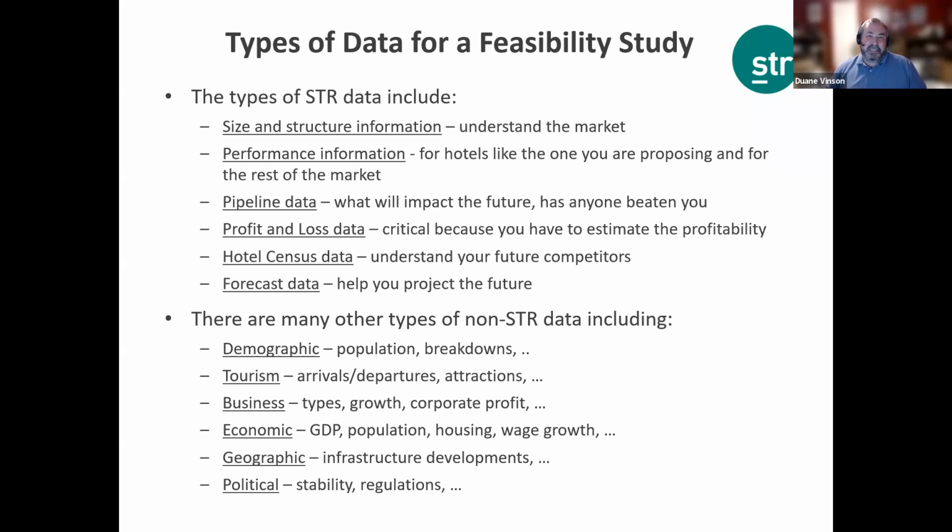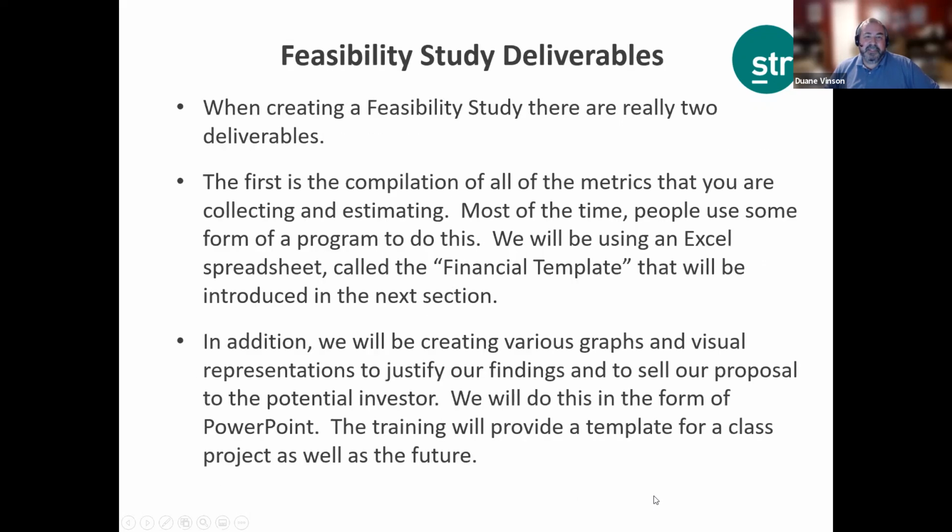And the stakeholders, the client, could be a group of investors, could be an owner, could be a hotel company, could be a lot of people, depending upon who's doing this feasibility study, right? Different demographic data, different tourism related data, business information, economic data. Much of this we talked about last week. Different geographic data, and then political information as well, stability, regulations, and so on.